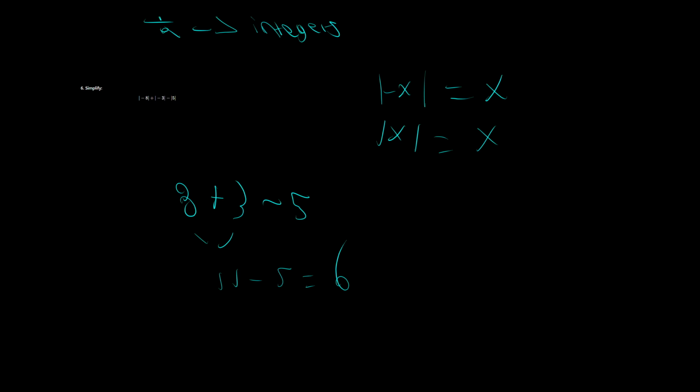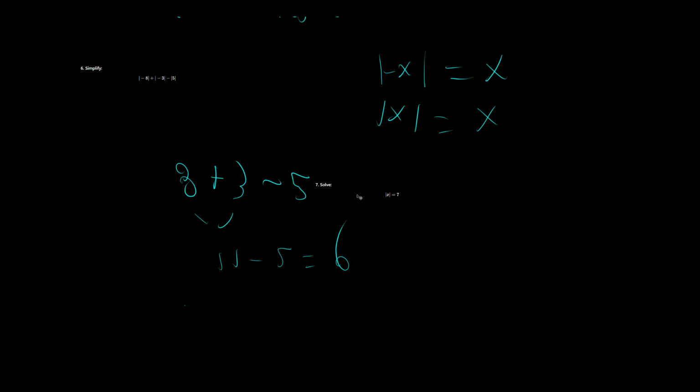Solve. Okay, solve this. Immediately you might say 7, but this is an absolute value, which means we have two values: where the expression inside is x or where it's -x, because the absolute value of a negative number is just the positive of that number. So when we have x, x is equal to 7. When we have negative x, negative x is equal to 7, so x is equal to -7.